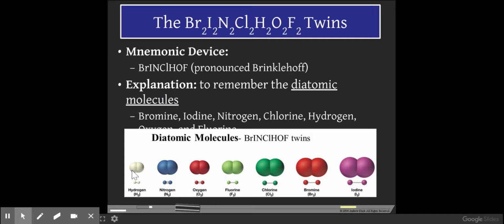So here you can see them. Here's 2 hydrogen atoms bonded together, 2 nitrogen atoms bonded together, oxygen, fluorine, chlorine, bromine, and iodine. So in the future, when I refer to oxygen or chlorine or something, you can always just assume I'm talking about 2 atoms bonded together. It's not just a single oxygen atom because you can't find that naturally on our planet. Brinkelhoff twinsies. These are all like the atomic symbol letters for the elements.